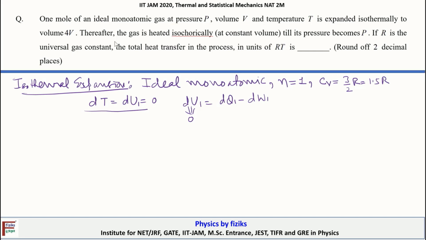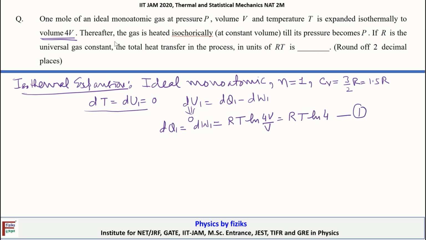So that means dQ1 in this process will be how much? dQ1 is nothing but the work done obtained during the isothermal expansion. Because it's 1 mole, the corresponding work done will be RT ln of the final volume, which is 4 times the initial volume. It's given in the statement of the question: the gas expanded from V to 4V. So logarithm of 4V upon initial volume V, which is equal to RT ln 4. Let this be equation 1.